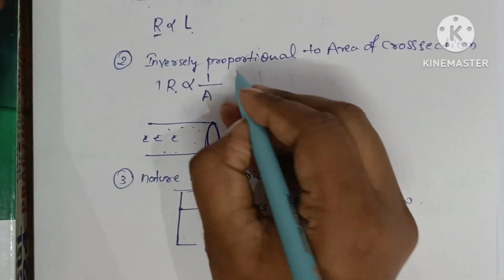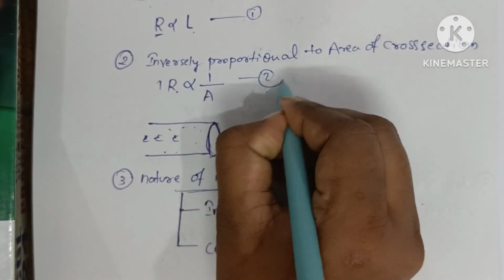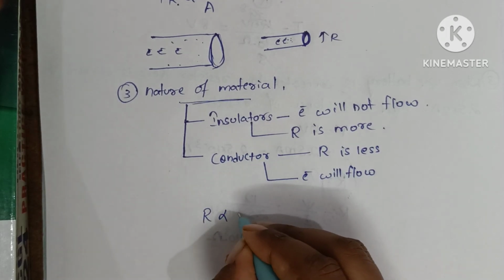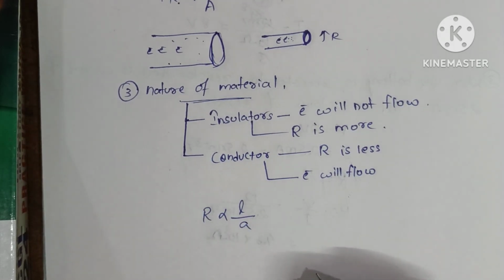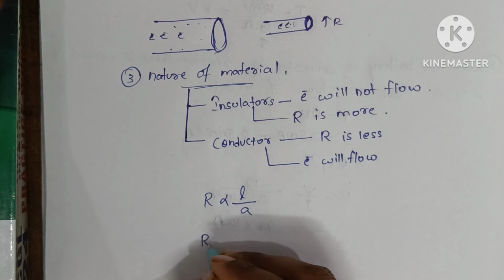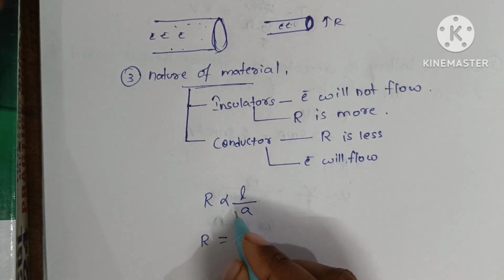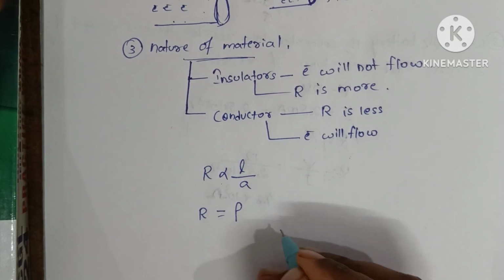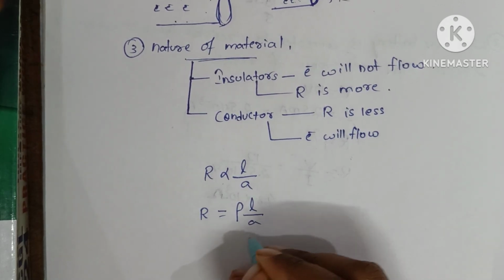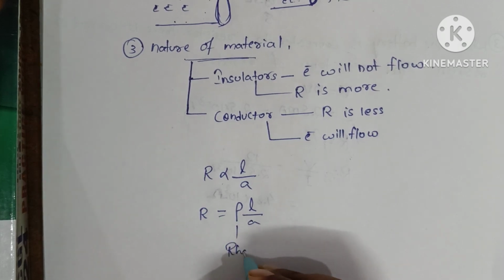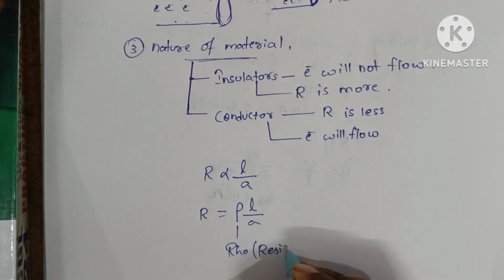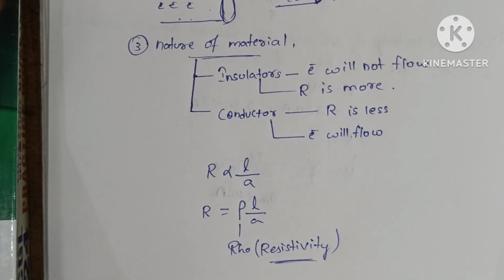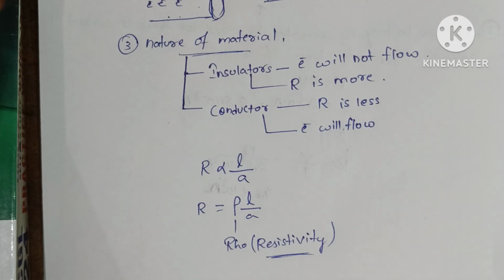Okay, so from the first and second relations, what can you write? R is proportional to L by A. You can write it like this, right? So R equal to, when you remove the proportionality, you have to add one constant. That constant is nothing but resistivity, rho. You call this rho. So rho is nothing but resistivity. What does resistivity mean here? Everyone has a doubt, right? Let us discuss.